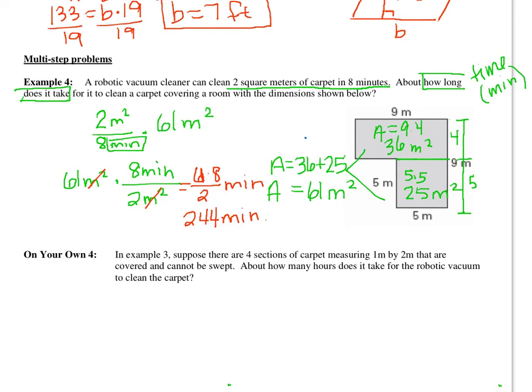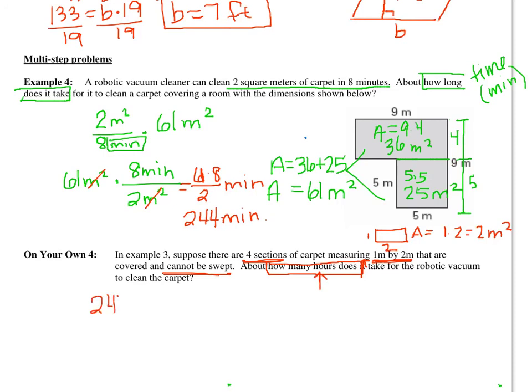This on your own says, suppose there are 4 sections of carpet measuring 1 meter by 2 meters. So it's 1 meter by 2 meters. So that area, 1 times 2, would be 2 meters squared. That are covered and cannot be swept. That's a key thing, so we've got to take that out. Here's my question. How many hours does it take for the robotic vacuum to clean the carpet? Now, how many hours? It's a key thing. We had minutes in the previous one.